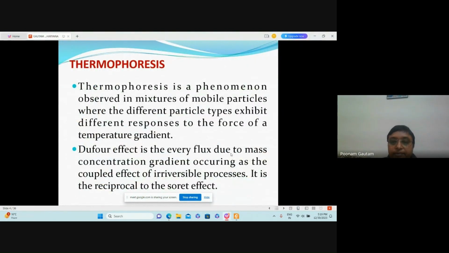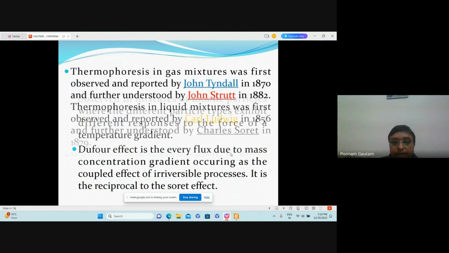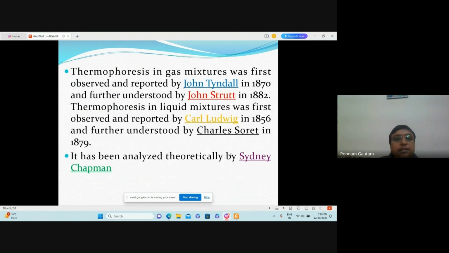The Dufour effect is the energy flux due to a mass concentration gradient occurring as the coupled effect of irreversible processes. It is the reciprocal of the Soret effect. Thermophoresis in gas mixtures was first observed and reported by John Tyndall in 1870 and further understood by John Strutt in 1882. Thermophoresis in liquid mixtures was first observed and reported by Carl Ludwig in 1856 and further understood by Charles Soret in 1879.